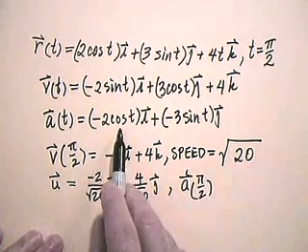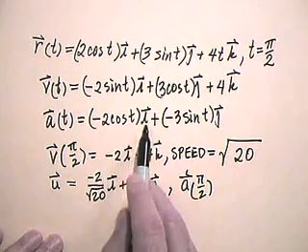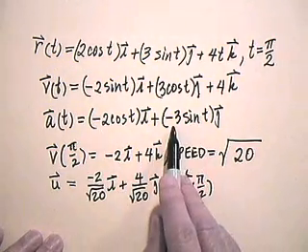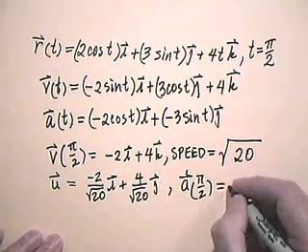Well, cosine pi over 2 is 0, so the first component vanishes. Sine of pi over 2 is 1, so we'll have negative 3j.